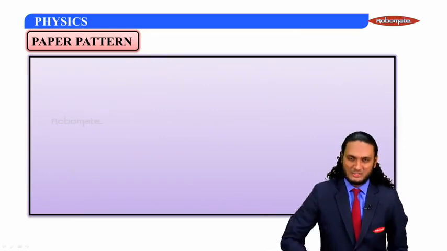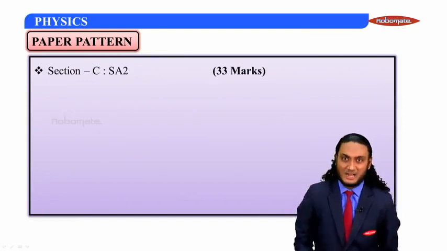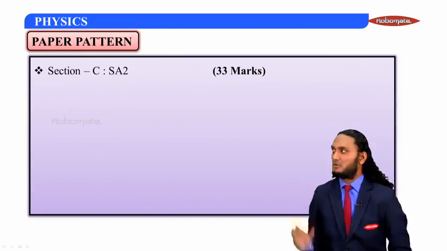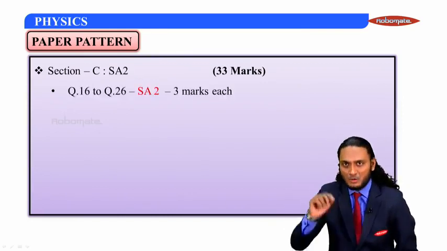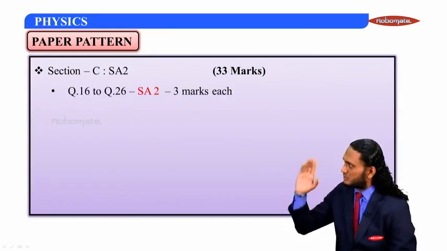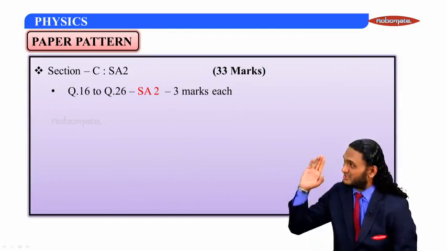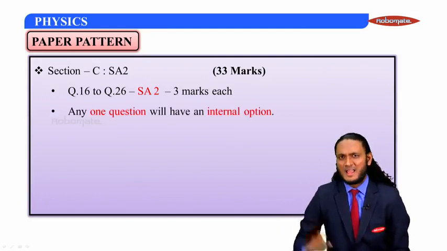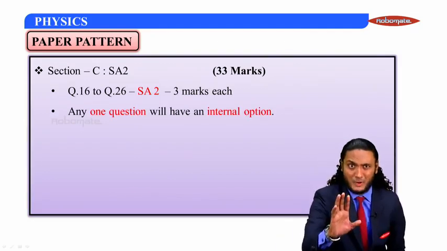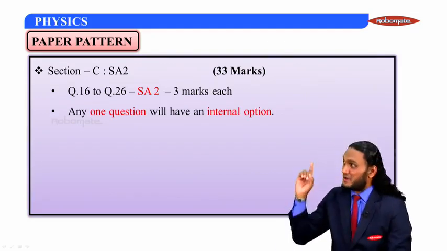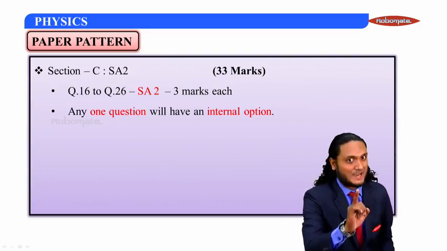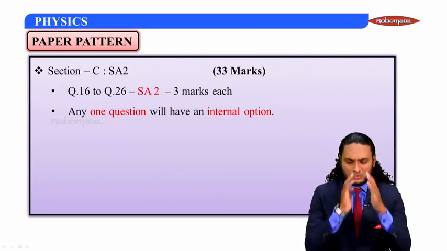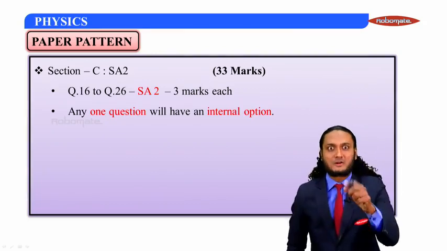Now students, next if you see, we have section C. Again, section C is short answer question 2, which is for 33 marks. A major section. And here, question number 16 to 26 is short answer question 2, and each question is 3 marks. And again students, here, any one question will have an internal option. Also, the internal option will be from the same chapter. So, yes, don't neglect any chapter. You have to do all the chapters and you can do it.